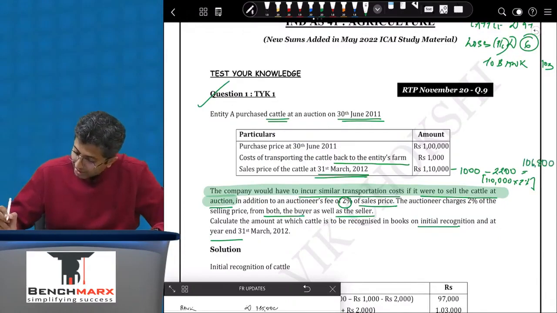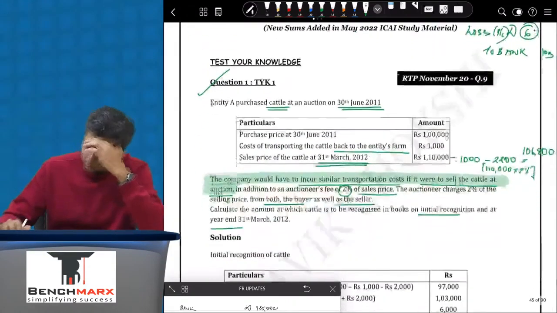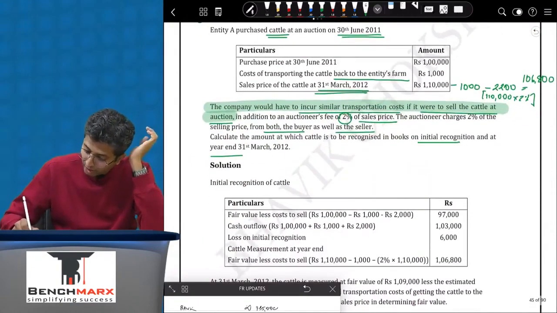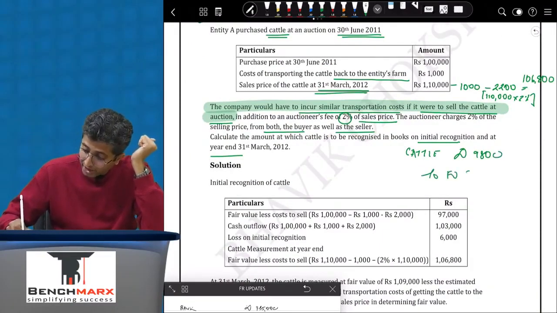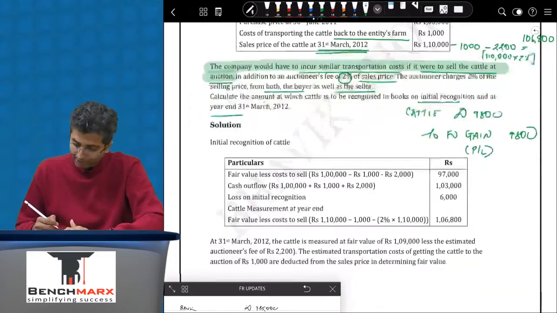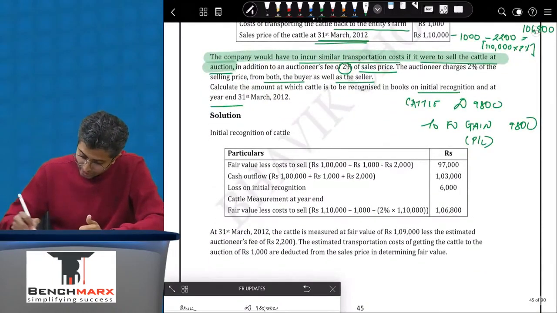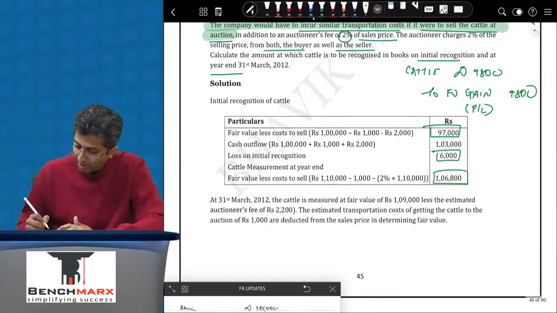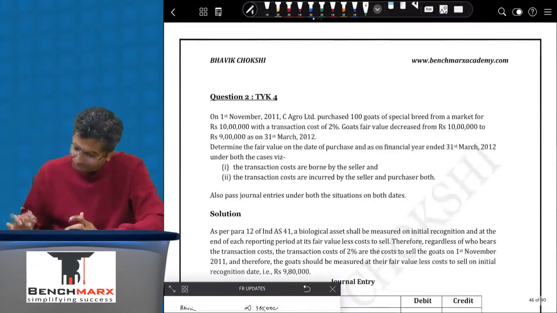Acha, in your ledger, the cattle is appearing at 97,000. So between 97,000 and 1,06,800, there's a 9,800 upward movement. So at the year end, cattle account debit, 9,800 upward movement to fair value gain. This will be going to the P&L. There is no revaluation reserve, etc. that you create in case of biological assets. You will take it to the profit and loss account. So this is, as you can see, loss on initial recognition is 6,000. The fair value at initial recognition is 97,000, and the value is 1,06,800 at the end.